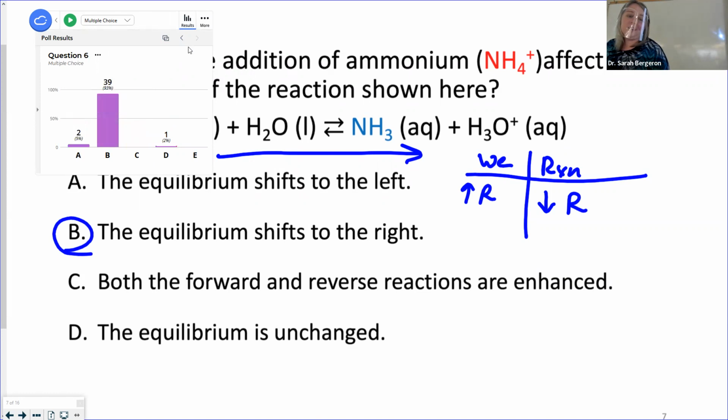Ooh, we're pretty divided, but we narrowed it down. Y'all do so well when you talk to each other. I really like that. I think that's been working pretty well. Have y'all been enjoying that? Think that's helpful? All right.